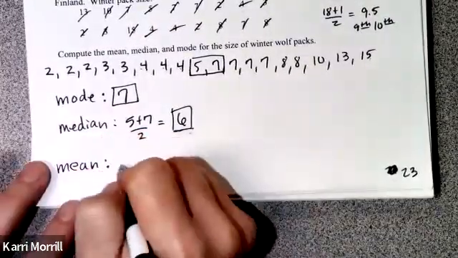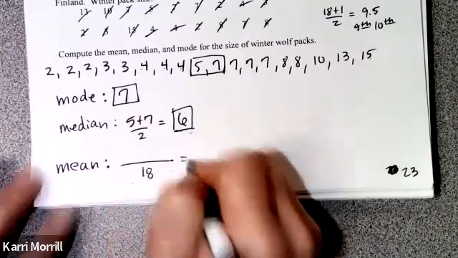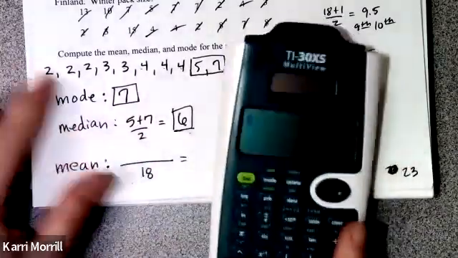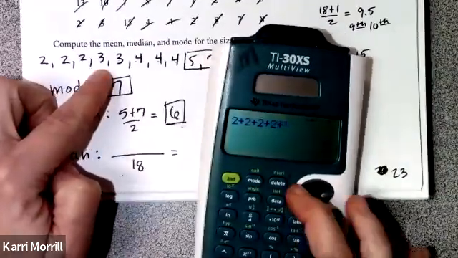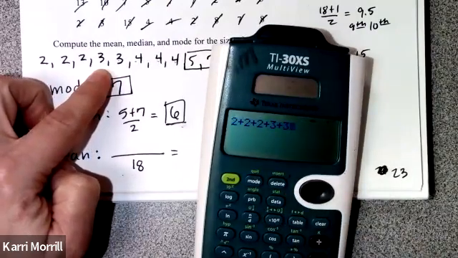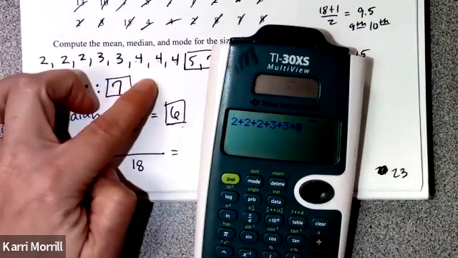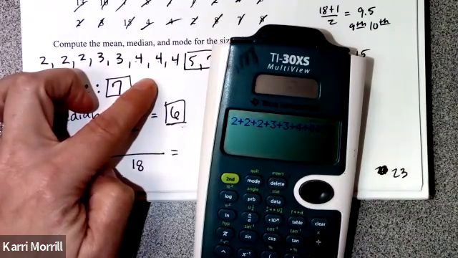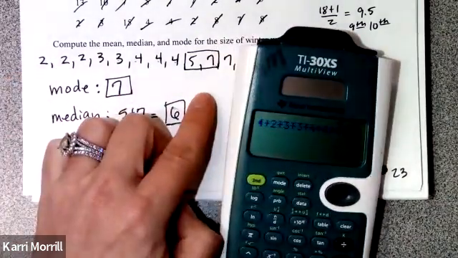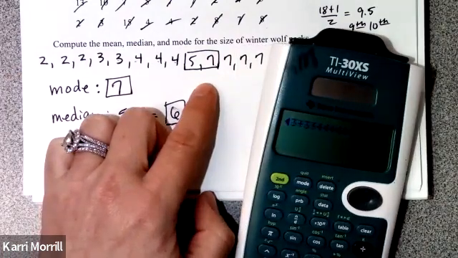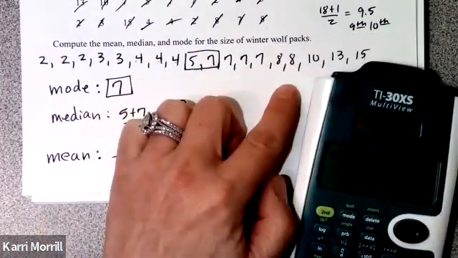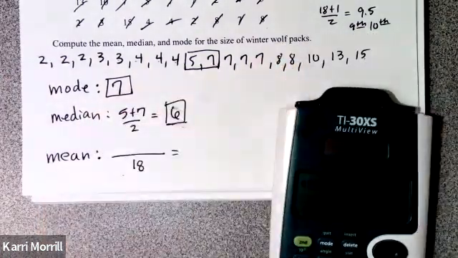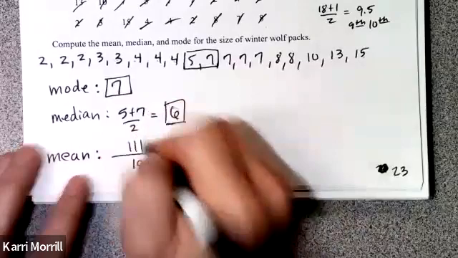And then your mean, you're going to add all those digits together and we're going to divide by 18. So I haven't done this one yet, so I'm going to go ahead and do it. So 2s, and then we had some 3s. Then we had some 4s. And then 5, 7s, 8s, a 10. So that's 111. Hopefully I did it right.